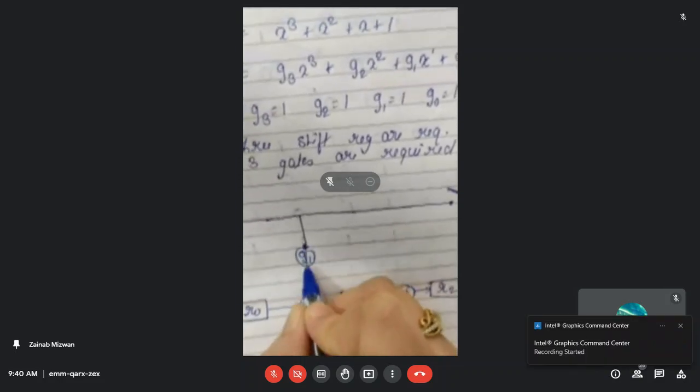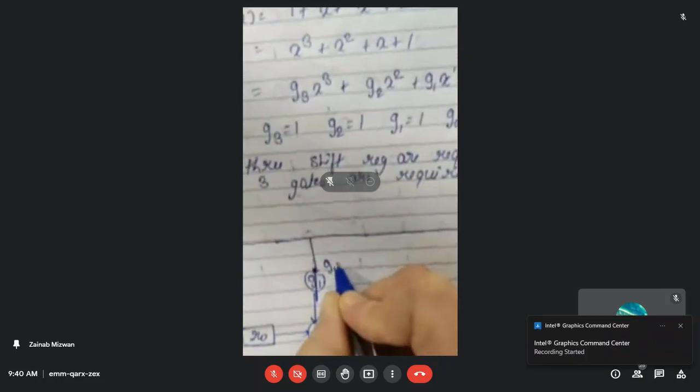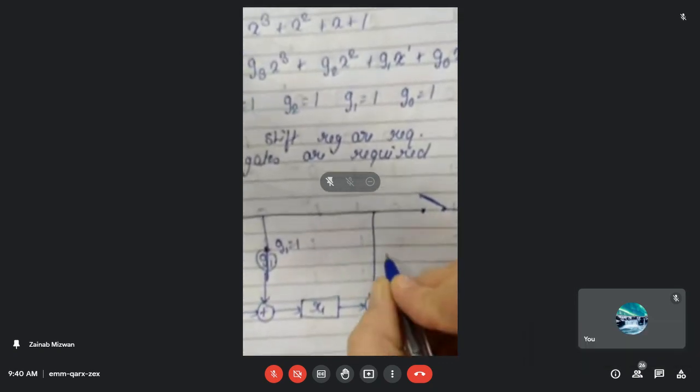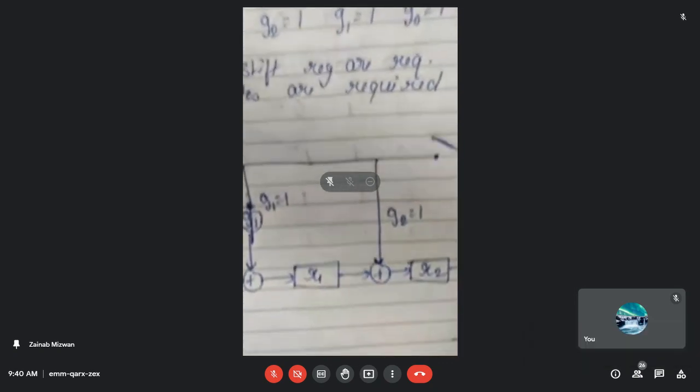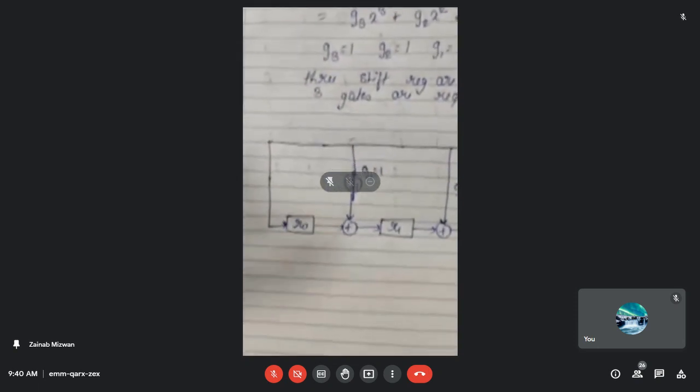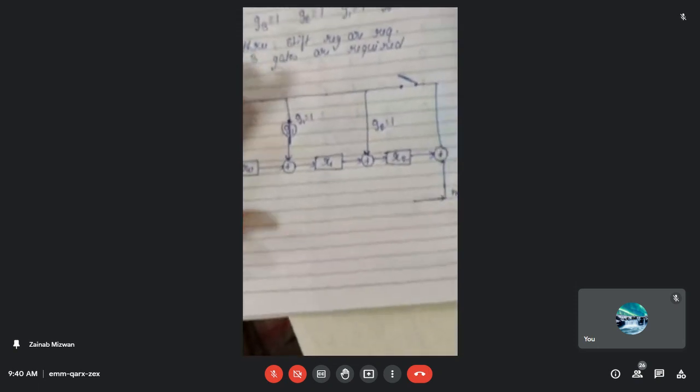This G1 over here can directly connect, and at the site we can write G1 equals 1. Similarly, this connection will be completed. We can write G2 equals 1. So you can see there is a slight difference between the encoder which we saw yesterday and the encoder which we have drawn now.